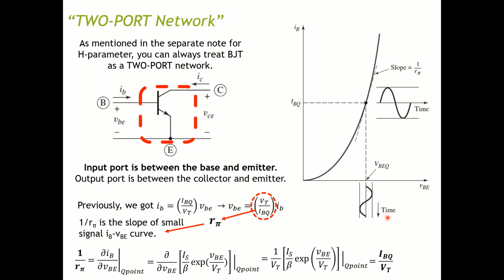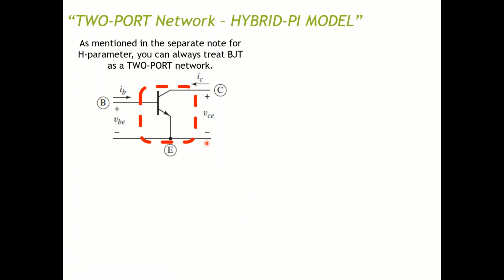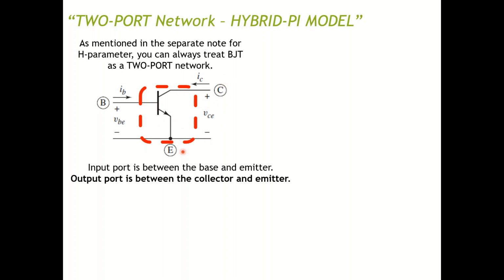Another thing to remember is that this r pi resistance is called diffusion resistance or base emitter input resistance, because we calculate this at the input of the 2 port. This r pi is a function of the Q point parameter. That means if your Q point changes, r pi also changes. Next we will move to analyze the output port between the collector and the emitter.